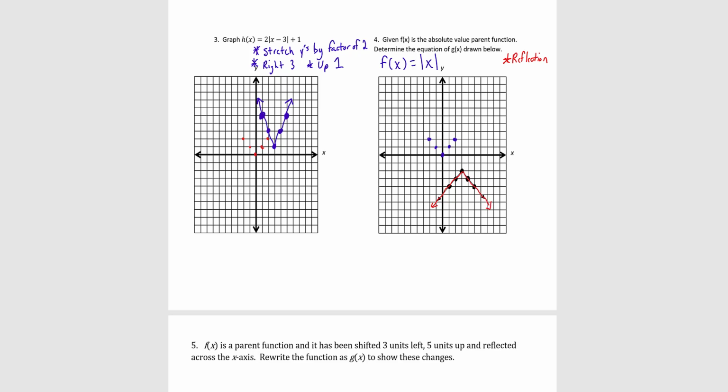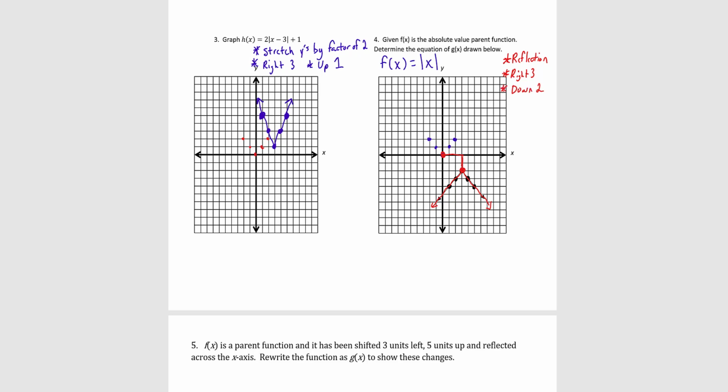It's not been stretched, but as you can see the familiar over 1, up 1, or down 1, over 1 pattern with those points. But it has been shifted. And I focus on the vertex to vertex. So how is that vertex shifted to the new vertex? We've gone right 3. And we've gone down 2.